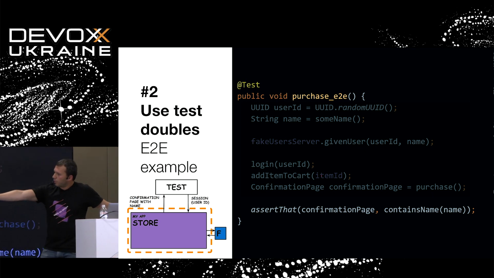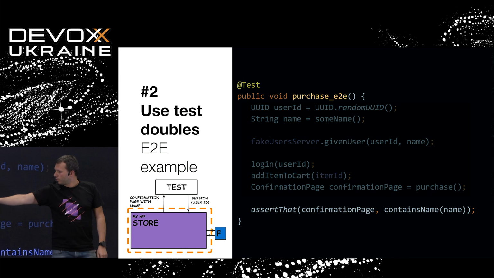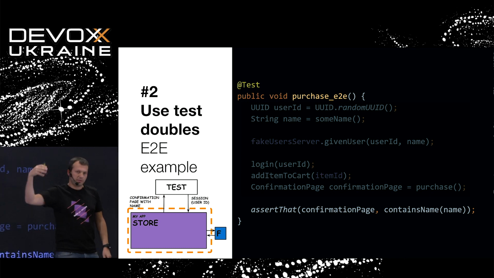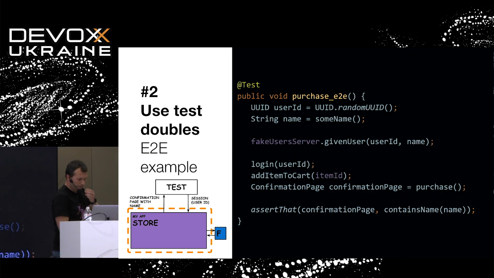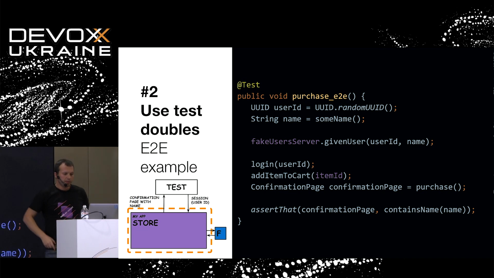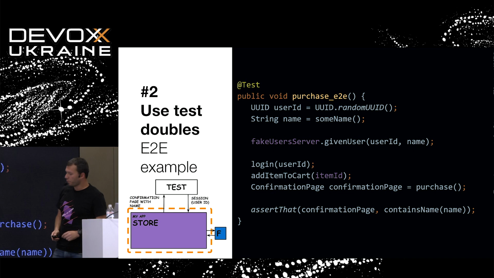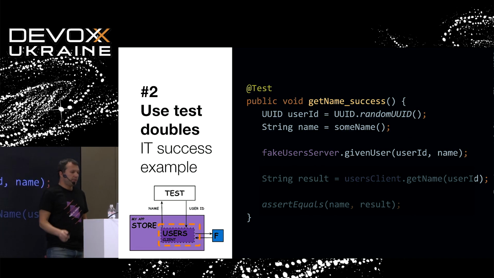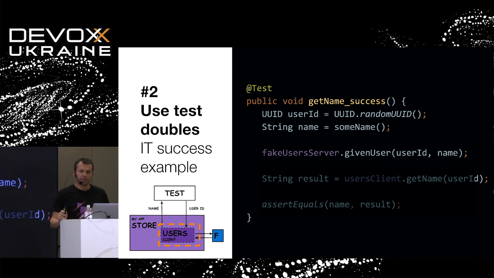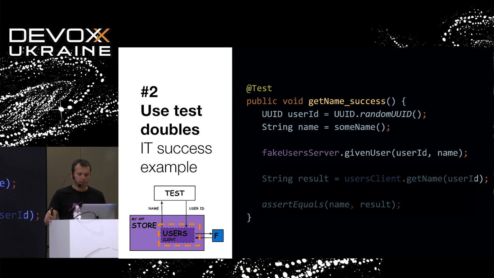Okay, as you can see in the small picture there, the store goes to this fake, gets the name, and it all works. Okay, this is the end-to-end. Let's see the integration test, the success example. So we set up exactly in the same way.